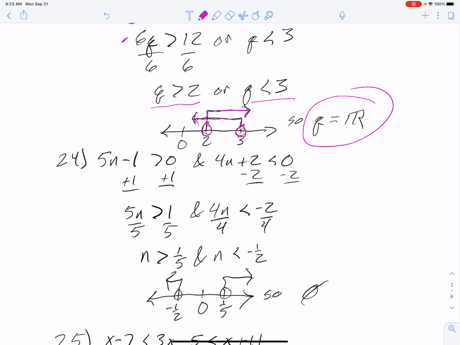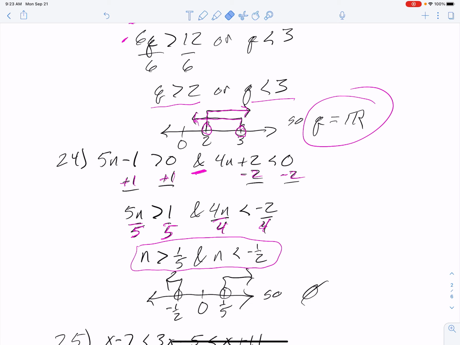So in the next problem, I start on my left-hand side by adding 1 to both sides. On my right-hand side, by subtracting 2 from both sides. Notice this is an and statement, so I should expect my two graphs to overlap. I divide by 5 on my left. I divide by 4 on the right. And I end up with n is greater than 1/5, and n is less than -1/2.